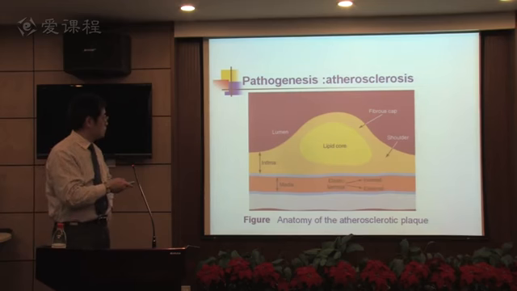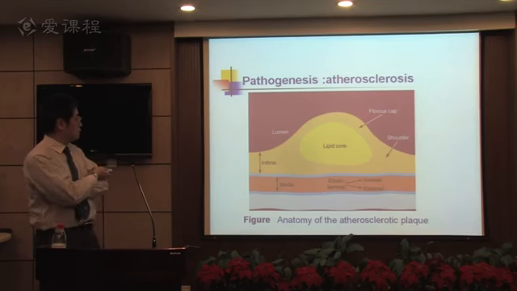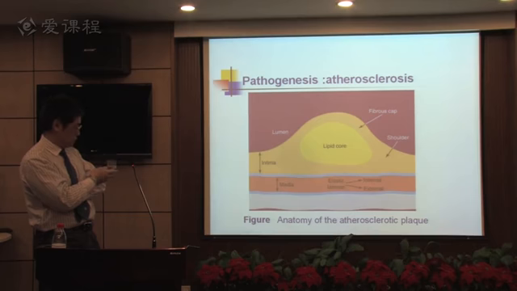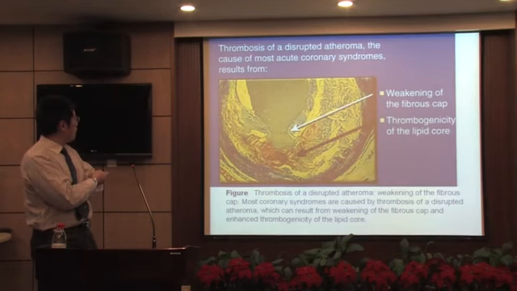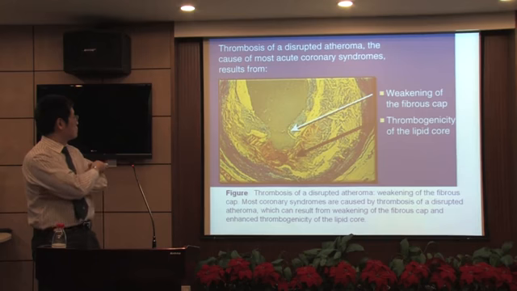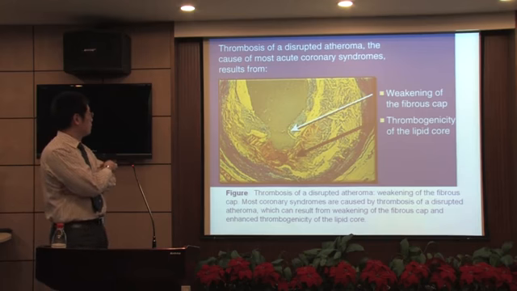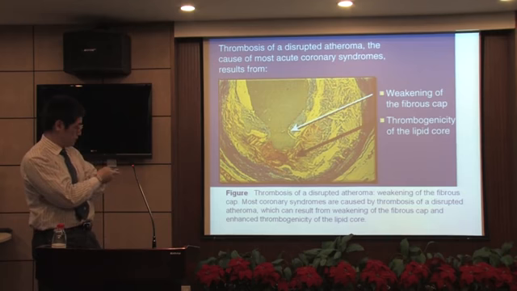The pathogenesis of coronary artery disease is atherosclerosis. Here we can see the anatomy of the atherosclerotic plaque. We can see the plaque like here, with a fibrous cap and a lipid core, and here is the lumen of the vessels. And the thrombosis of a disrupted atheroma is the cause of most acute coronary syndromes, resulting from the weakening of the fibrous cap here and the thrombogenicity of the lipid core.